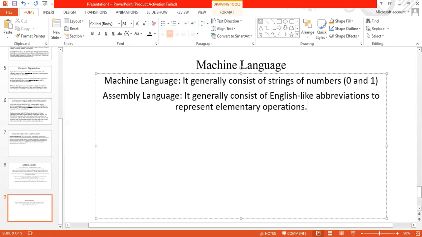So assembly languages are known as translators. What do I mean? Consider a situation whereby someone does not understand English and only understands French, and we go ahead and hire someone to do what? To translate. So assembly language is known to be a translator.